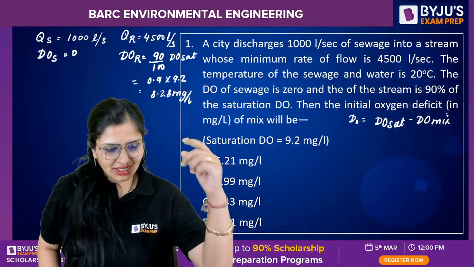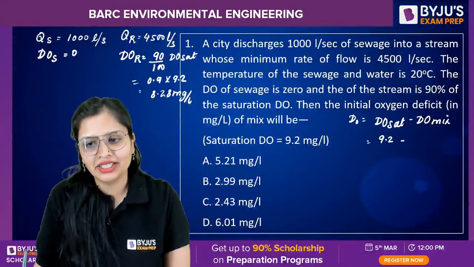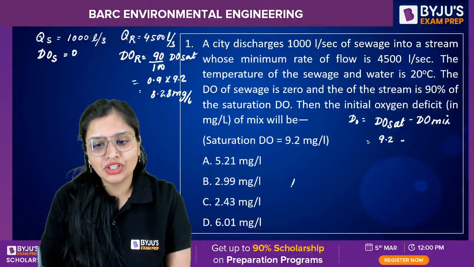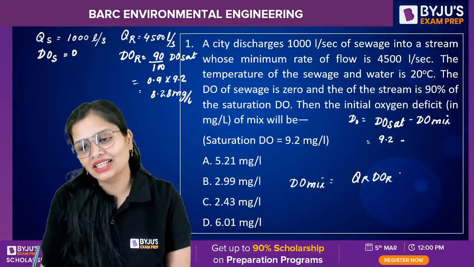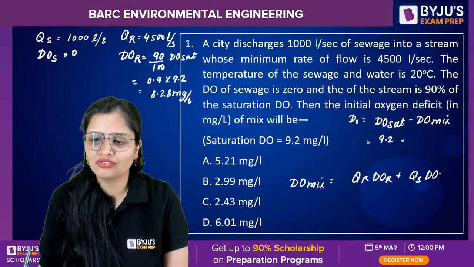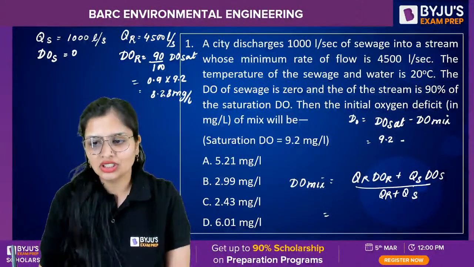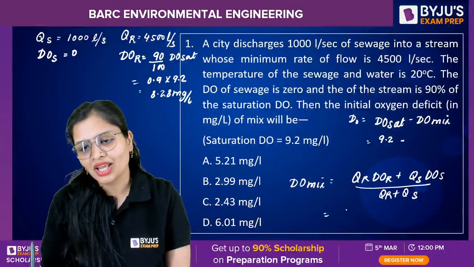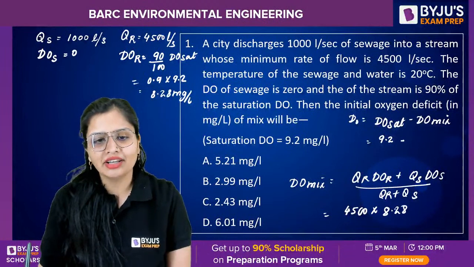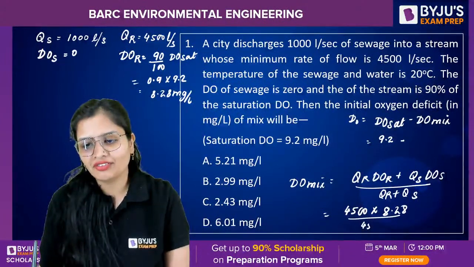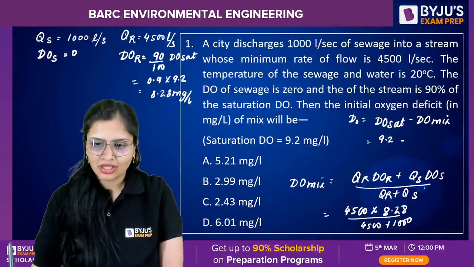I guess, Mudassir, I think you have done something wrong. So saturated DO is given as 9.2 mg per liter. DO mix I have to calculate. So DO mix will be discharge of river into DO of river plus discharge of sewage into DO of sewage, upon discharge of river plus discharge of sewage. This part will become 0 because DO of sewage is 0. This is 4500 liters per second into 8.28 divided by 4500 plus 1000. How much is this value coming?